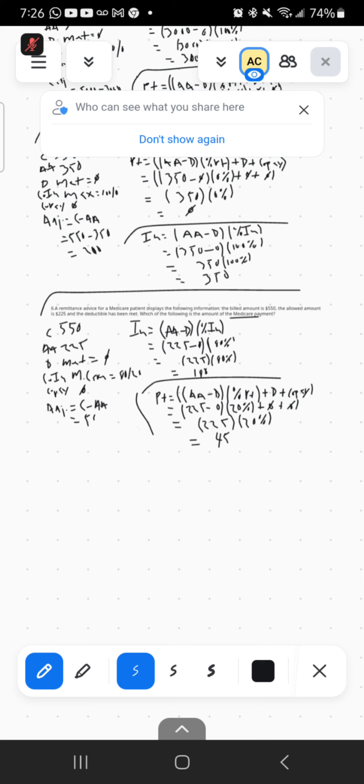Charges minus allowed amount gives you the adjustment. So 550 minus 225. Again, go to the calculator. 550 minus 225 is 325.